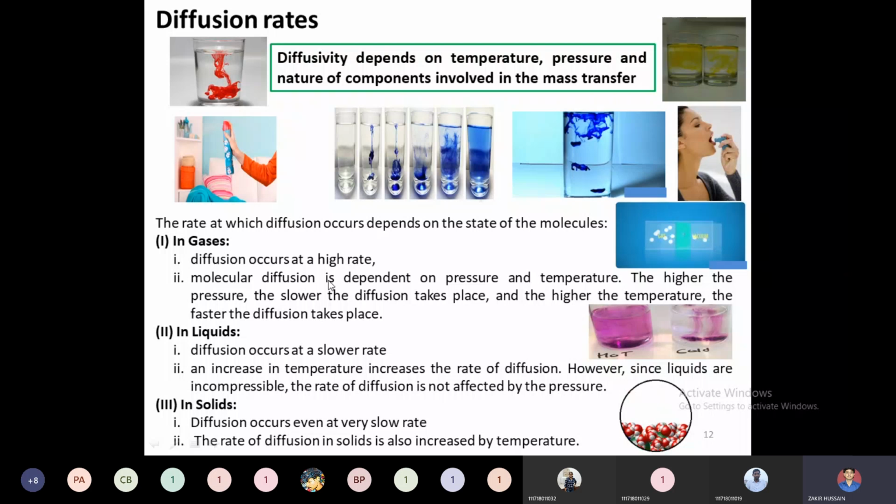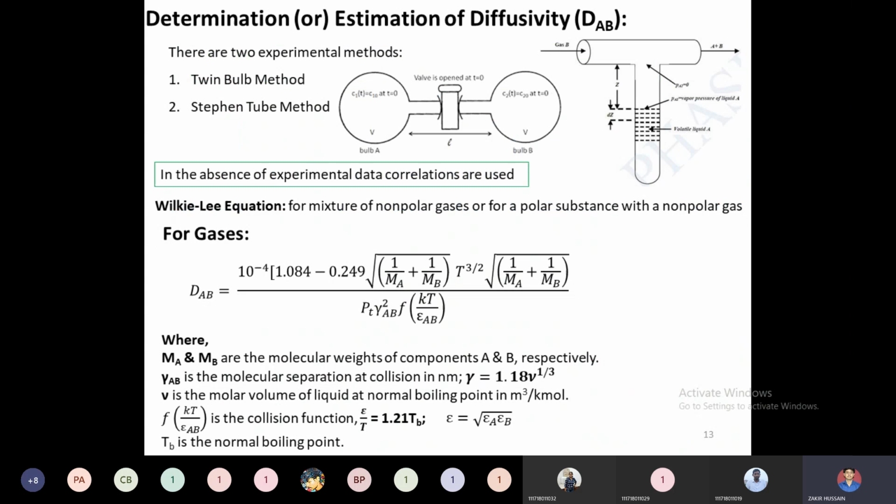Solids are also incompressible, so pressure does not affect the diffusion rates in solids, whereas increasing the temperature increases the diffusion rates in all three phases: solid, liquid and gas. High temperatures are very much favored, whereas pressure will not have an effect on liquids and solids, but pressure will have an effect on gases. So these are the diffusion rates.